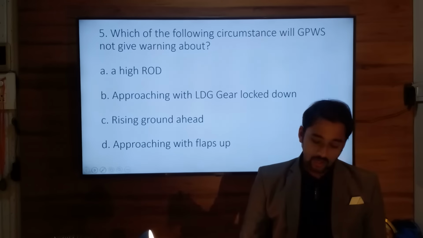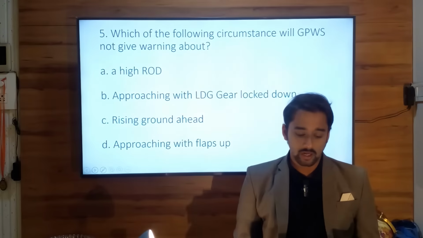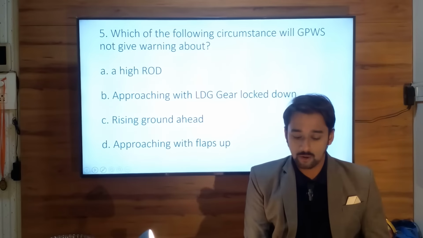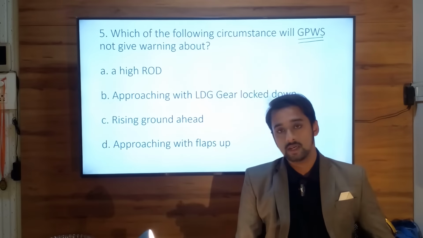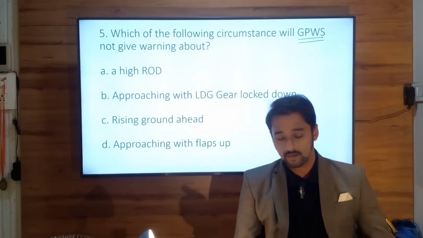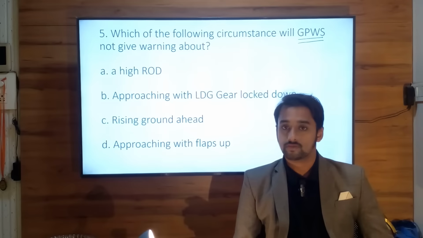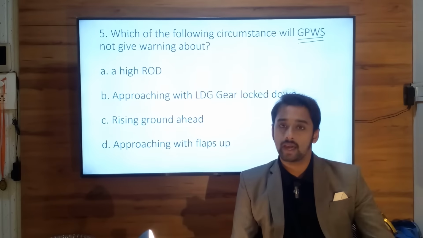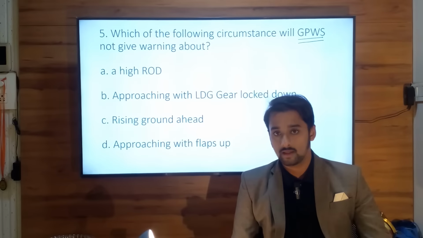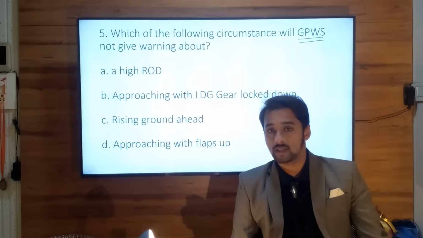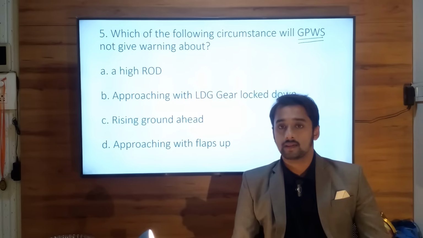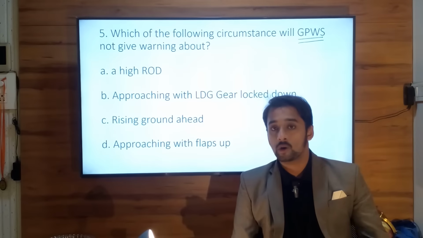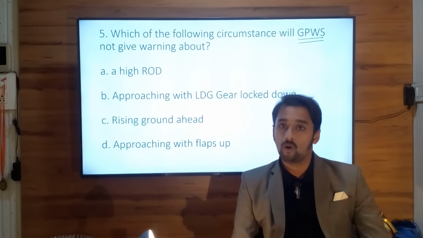Question 5. Which of the following will GPWS not give warning about? GPWS is the ground proximity warning system. It is a radio navigation equipment which gives alerts and warnings to pilots about high ground below the aircraft. If there is any high obstacle or obstruction below the aircraft, you will get appropriate alerts, and when those alerts are ignored or not corrected, they will transform into warnings.